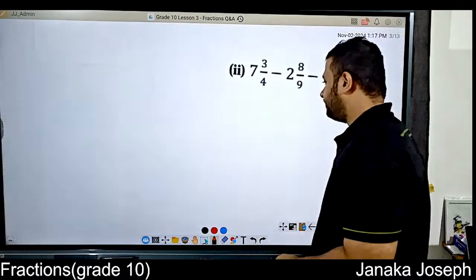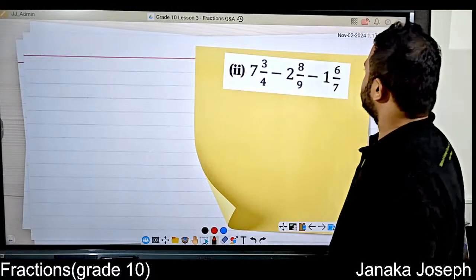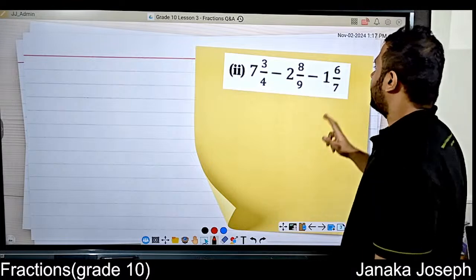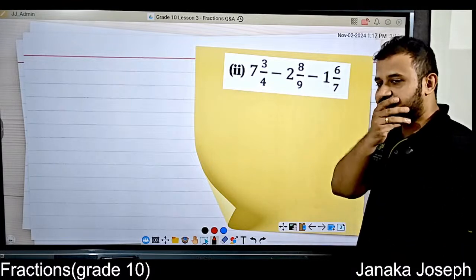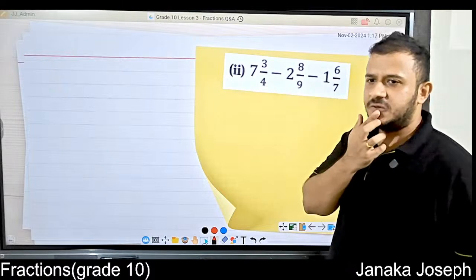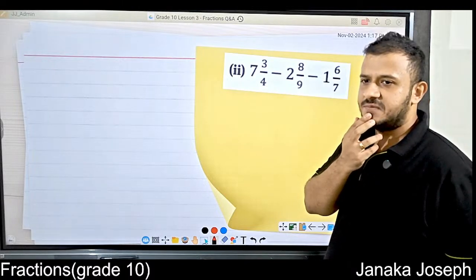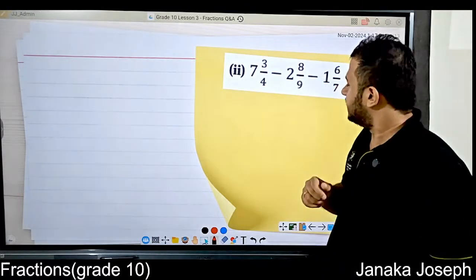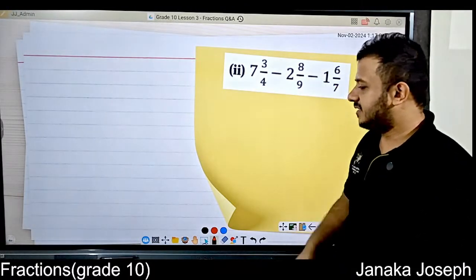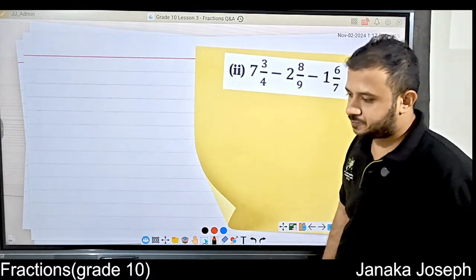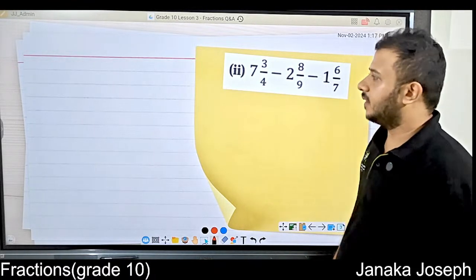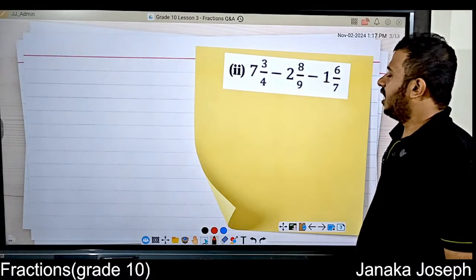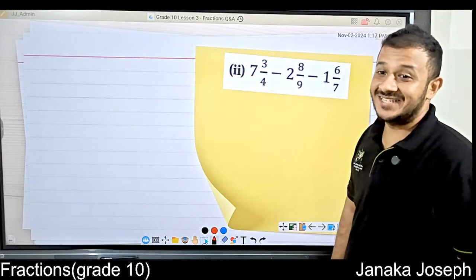So let's move on. Ooh, the next question looks very interesting. We got denominators of 4 and 9 and 7. Definitely we know 4 times tables and 9 times tables meet each other for the first time at 36. 36 and 7 will meet each other when it is 36 times 7, because 7 is a prime number.